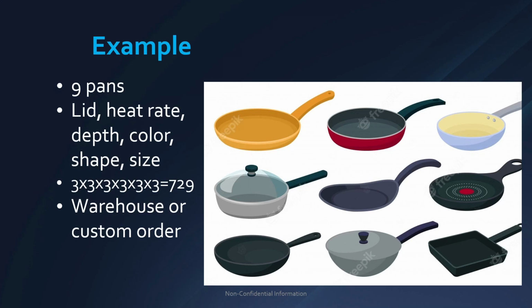Or how about the opposite? You have no warehouse in your shop. You only have a catalog, and everything is custom order. When a customer comes in, they tell you what type of pan they want. They give you exactly what lid, heat rate, depth, color, shape, size they want. You then submit an order to a factory. The factory builds that exact pan, and then you deliver that pan to the customer. Now, one of them is very, very fast, but you need a large warehouse. The other one is very, very slow, but you don't need a warehouse.